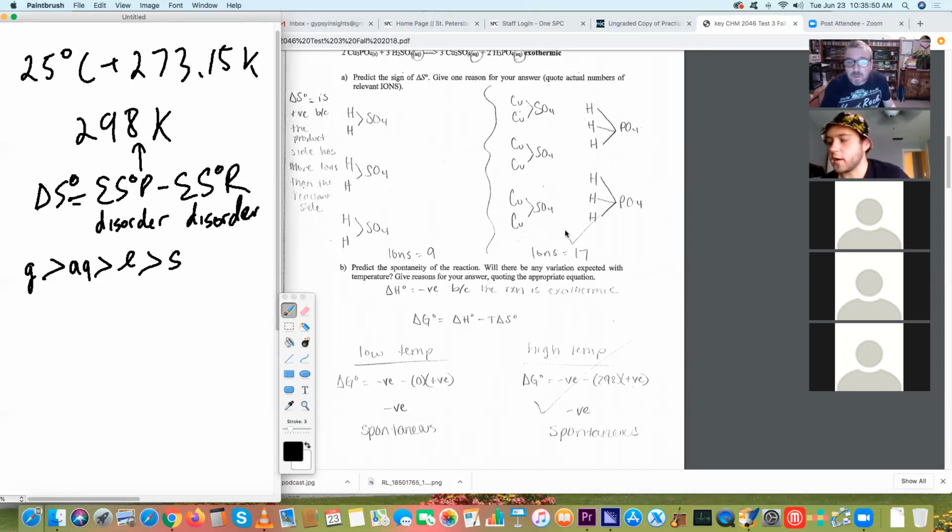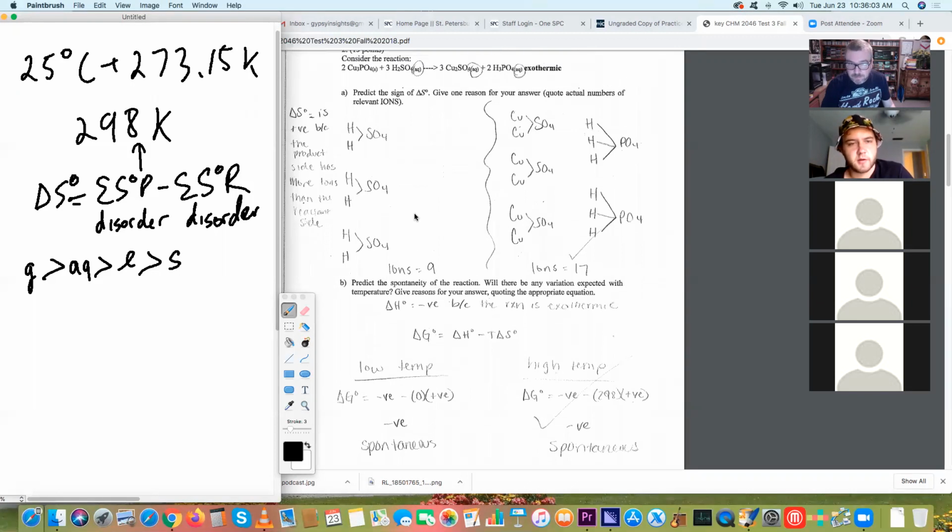Because there's more products minus reactants, right? Yeah, there's more disorder on the product side than the reactant side. Right. So that means it's going to be a positive value for delta S. And does that tell us anything about what the heat of the reaction is going to be, whether it's exothermic or endothermic?